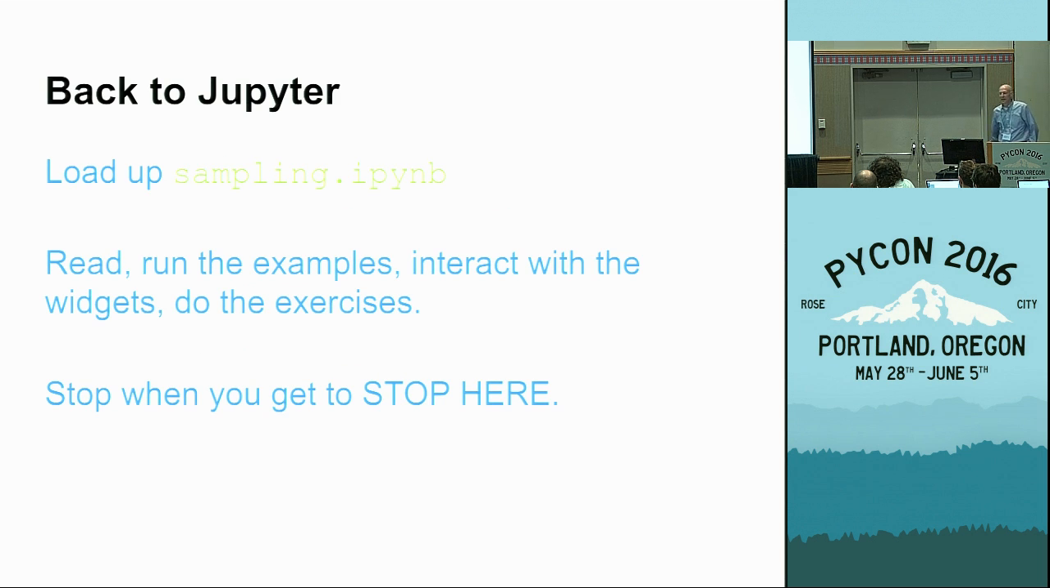All right, let's get back into the notebook. If you already got Jupyter up, you don't have to do anything other than click on the second notebook, which is sampling.ipynb. Read through it for a little while, and when you get to stop here, you should stop there.